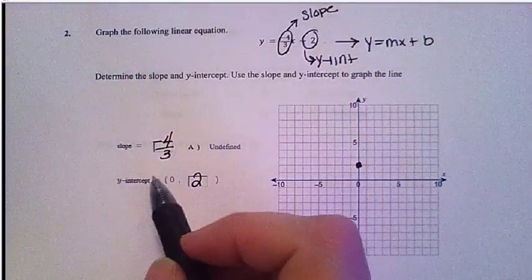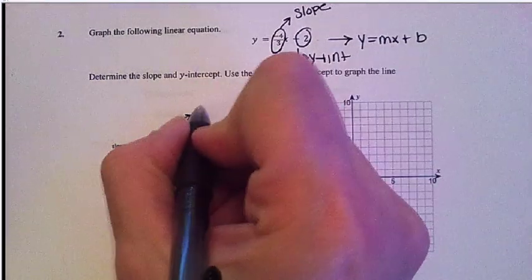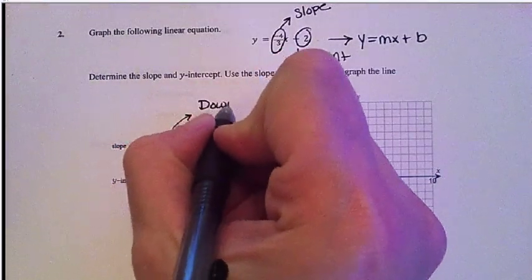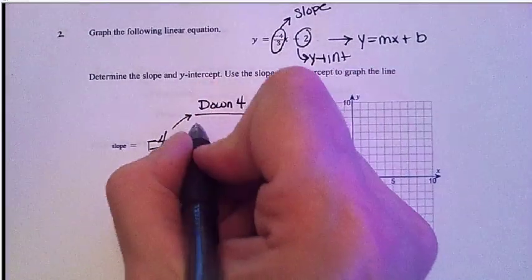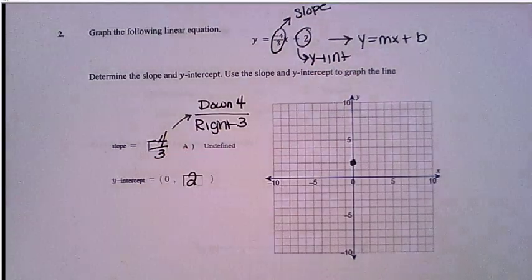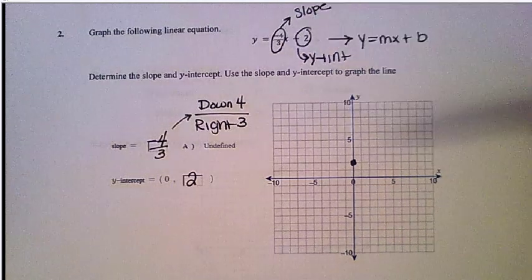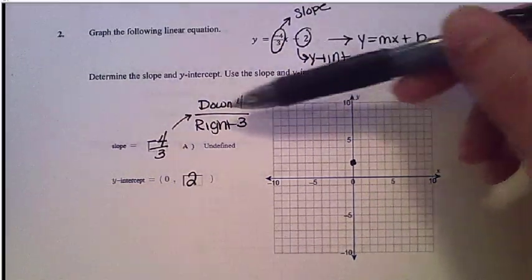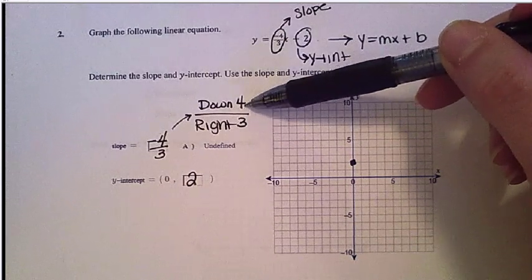Now the next thing we're going to do is talk about this slope. So we use a negative 4. Remember, that is down 4, and then it's a positive 3, so that's going to be to the right 3. Your negative needs to go either with the top or the bottom of your fraction. You'll notice in the original equation the negative was on the top of my fraction. I just left it there, but it does need to go with one or the other. So in this case we're doing our down 4.